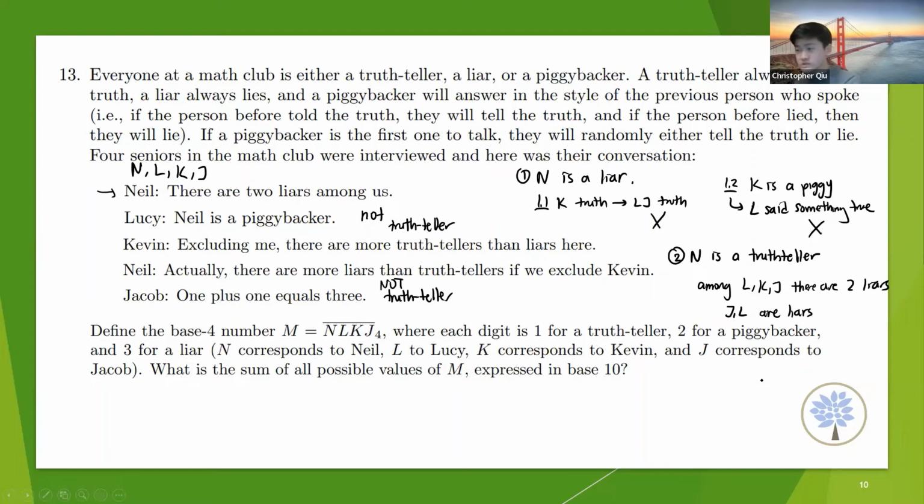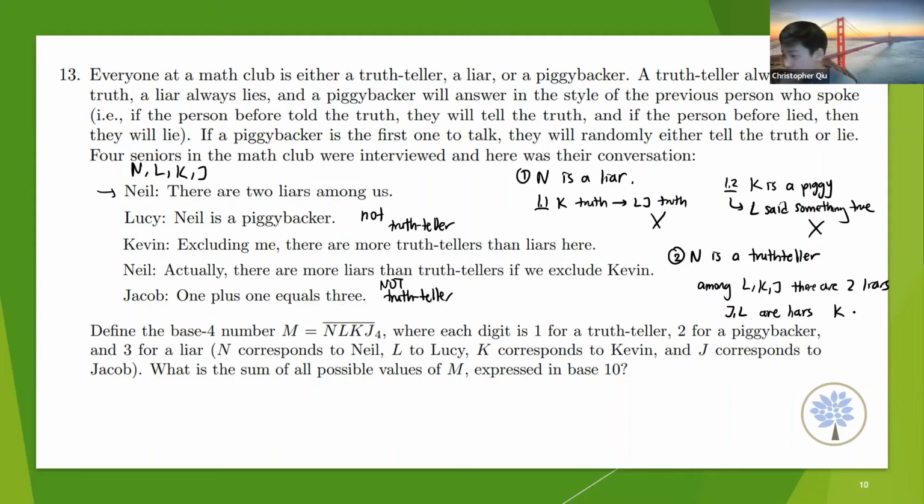Because if L is a piggybacker, then that would mean that L said something true, because if L is a piggybacker, she would have followed N, who said something true. And so that would mean that N is really a piggybacker, and that's obviously a contradiction. So L cannot be a piggybacker. And also J cannot be a piggybacker because J also follows N, who said something that is true. So if J is a piggybacker, J would have said something true, and J does not say something true. So J and L are both not piggybackers. So they must be liars.